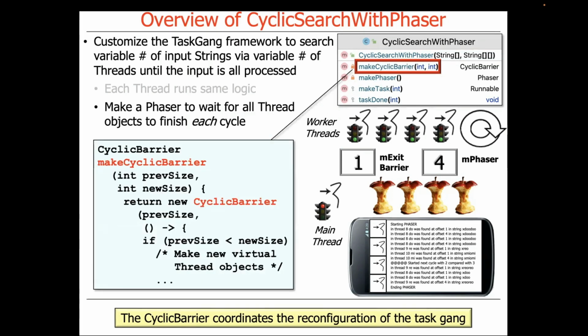The CyclicBarrier that we use coordinates the reconfiguration of the gang of tasks, which really are threads, and those things may grow or shrink each time through. And we'll talk about how that works when we look at the code in more detail.